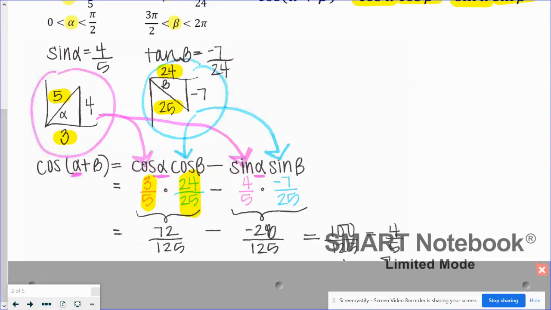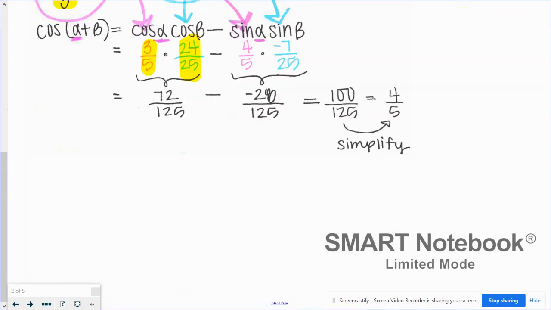So if I actually just multiply the two fractions, and then I'm not dividing at all, I'm combining the two. So I'm going 72/125 minus -28/125 gives me 100/125, which is simply 4/5.